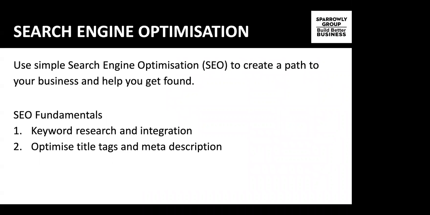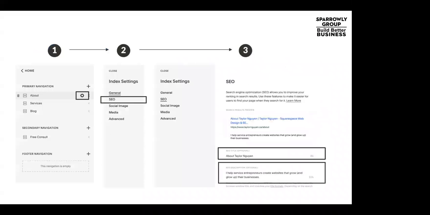The next fundamental is optimizing title tags and meta descriptions. This is just an example from the Squarespace content management system, or CMS, backend. The page title is a clickable headline that is displayed in search engine results. They are important for usability, SEO, and social sharing. Using your keywords at the start of your page title, and keep the title to fewer than 55 characters.